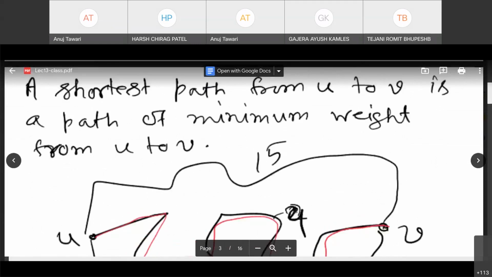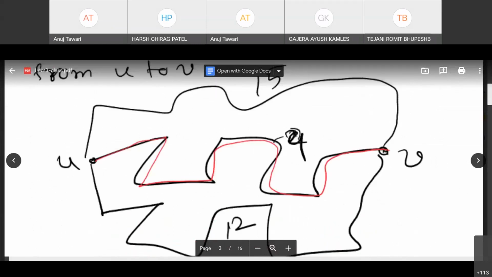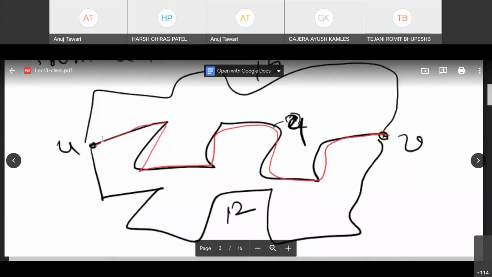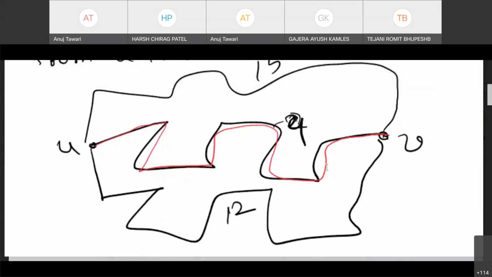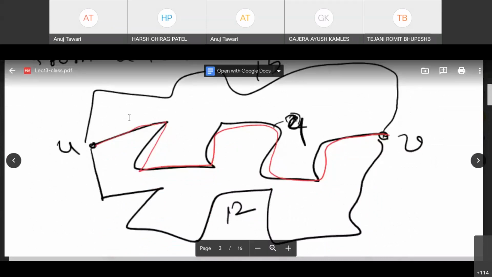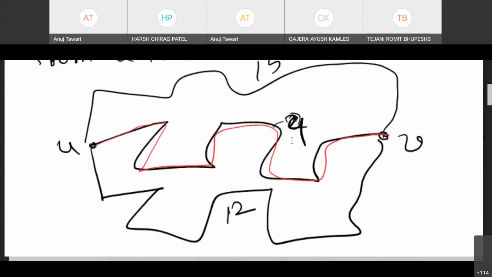So a shortest path from U to V is a path of minimum weight from U to V. There are many different paths going from U to V, as you can see here. And let's say this red path has the minimum weight among all of these. This path has, let's say, weight 9, some other path has weight 15, some other path has weight 12. So we want to output this particular path. And the challenge is, how do we do that?